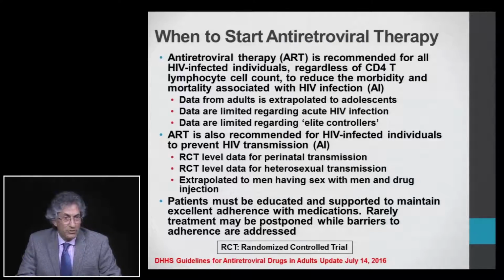We have randomized controlled data to prove that antiretroviral treatment almost completely prevents perinatal HIV transmission and almost completely prevents heterosexual transmission, and these data are extrapolated to sexual transmission among men having sex with men and to persons, drug injectors sharing needles. So the benefits are assumed to be true across all persons with HIV.